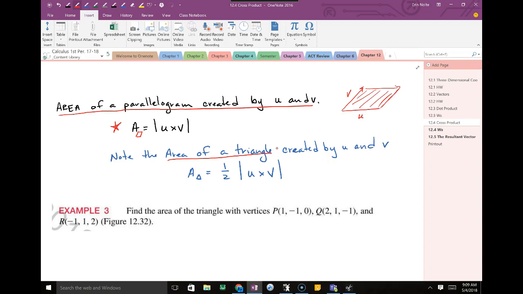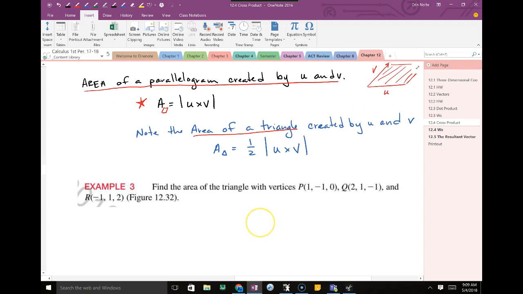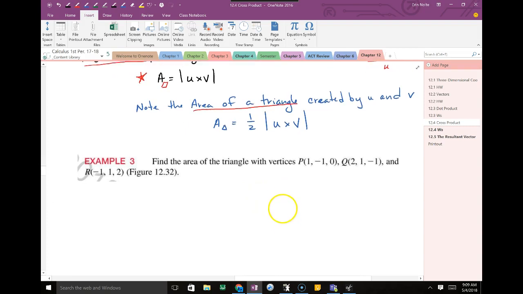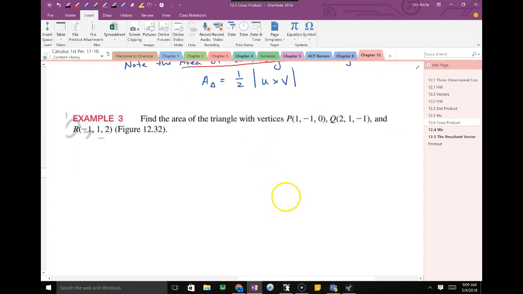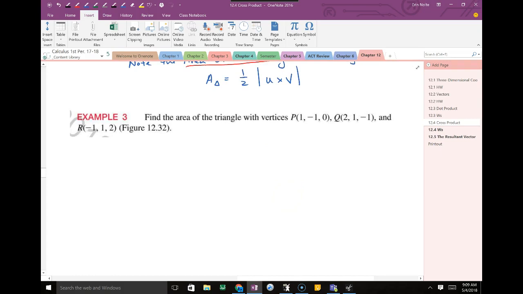Let's do this one and then we'll call it good. I think you'll be good after this. This question said, did I go too fast? Everybody wrote that down? Okay, good. Find the area of a triangle with vertices P, Q, and R. First of all, what are they giving to us? They're giving us points, not vectors. So how are we going to create vectors from the given points?